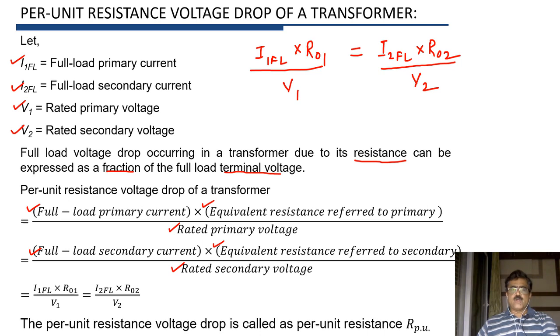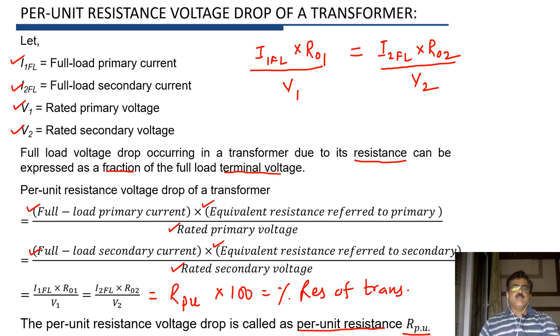So, it is also called per unit resistance, that is RPU. This I1 FL into R01 upon V1, or I2 FL into R02 upon V2, is nothing but the resistance of transformer in per unit, that is RPU, or if you want to express it in percentage, then it must be multiplied by 100, and you will get the percentage resistance of transformer.